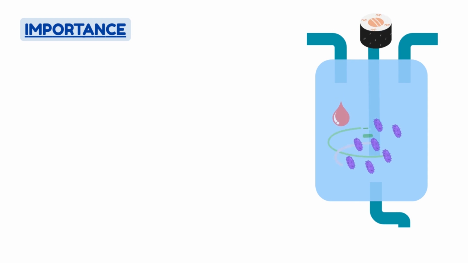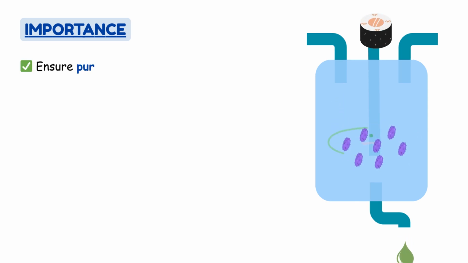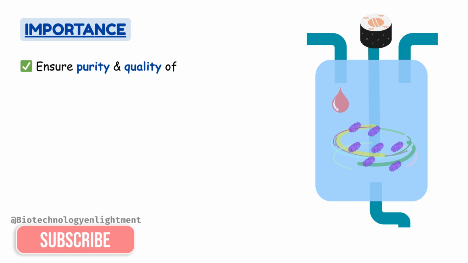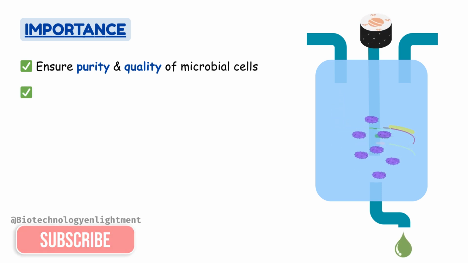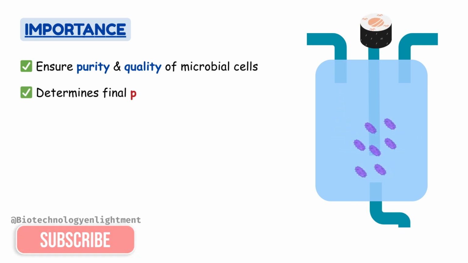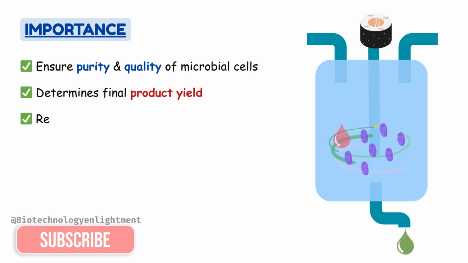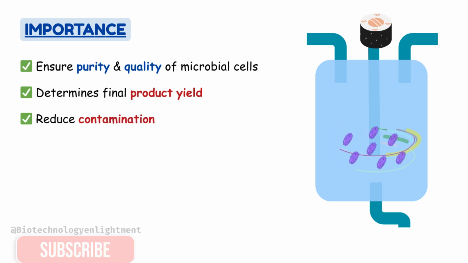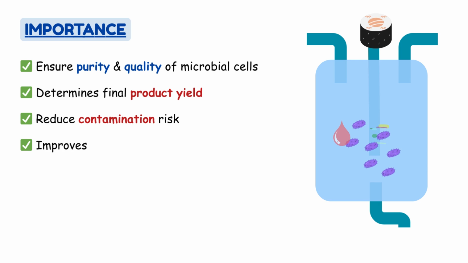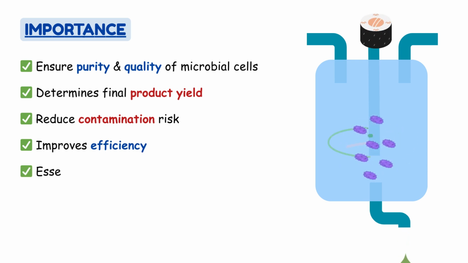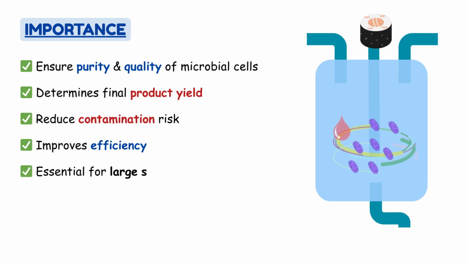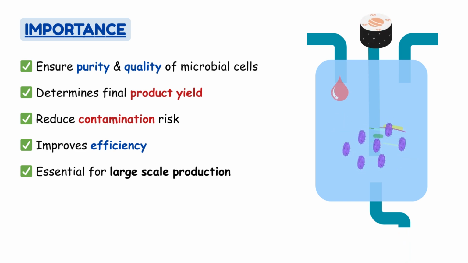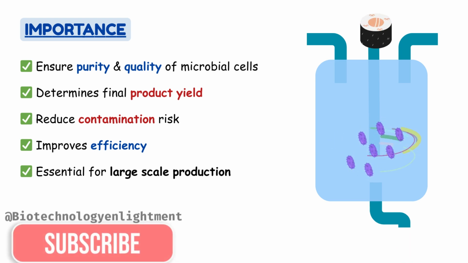Now let's look into the importance of upstream processing. Upstream processing ensures the purity and quality of microbial cells. It determines the final product yield, reduces contamination risk, improves process efficiency, and is essential for large scale production. And one more thing, upstream processing is the initial phase for developing products such as antibiotics, insulin, vaccines, and hormones. That's all about upstream processing.